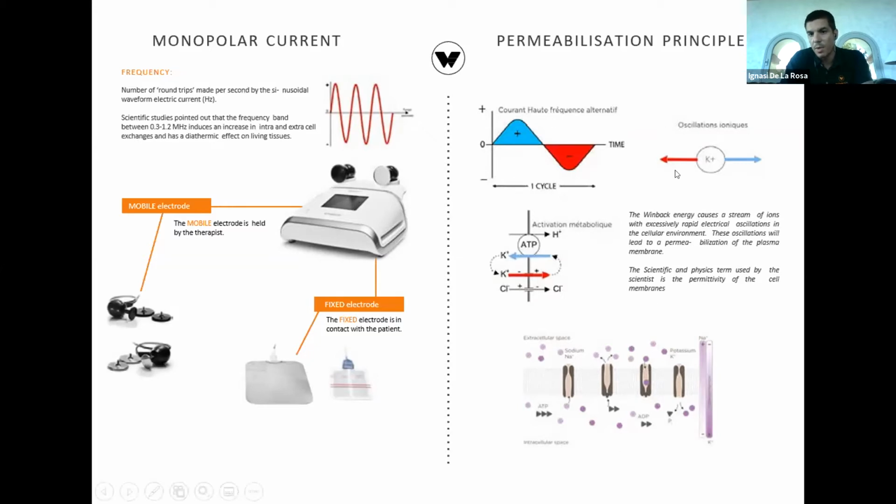If we go more in depth into the permeabilization principle, we have an alternated electrical current that generates oscillations of ions, of potassium ions. If we remember our basic physiology, we know that we have sodium and potassium, and we need ATP to mobilize the sodium ion, and then the potassium is going to move by gradient. So if we can polarize this cell membrane, what we will provoke is to concentrate more potassium on one side of the cell, and this is what is going to increase the metabolism of the cell.